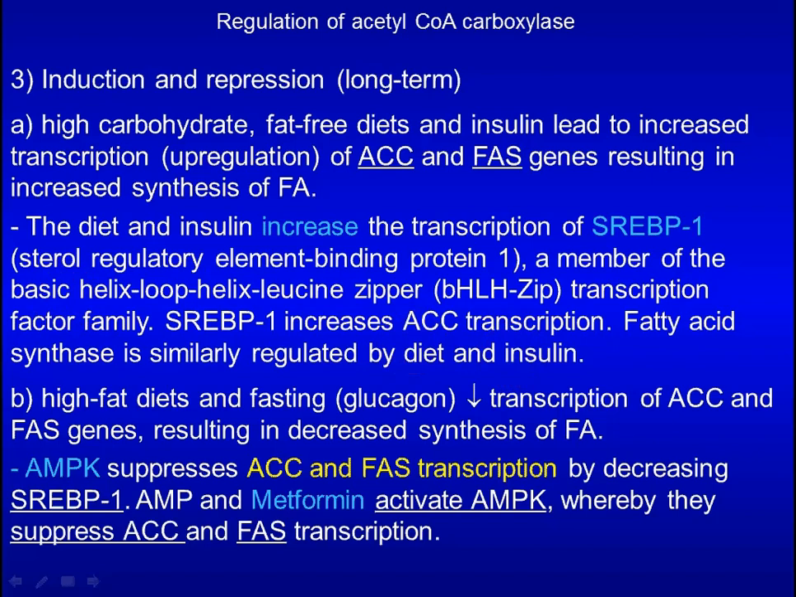On the other hand, high-fat diet, fasting, and glucagon decrease transcription of ACC and fatty acid synthase genes. They do this by decreased transcription of the SREBP1 gene.